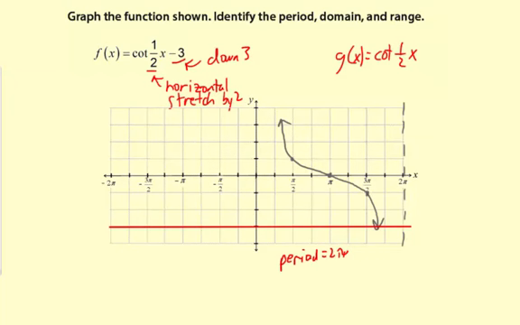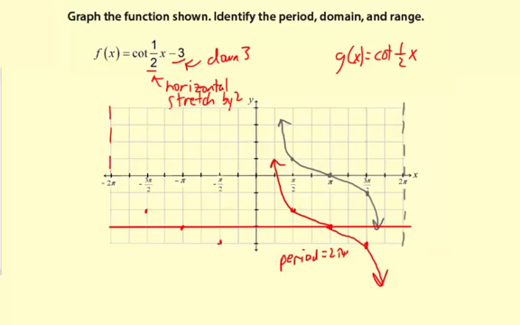So now it's going to be the same type of process. I'm just going to move the pi down, move the key points like that. It's just going to look something like that. That's one period of the function, and I could draw another one over here.